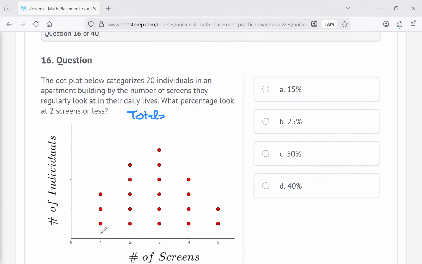On screen 1, there's 1, 2, 3. On screen 2, there's 1, 2, 3, 4, 5. Screen 3, there's 1, 2, 3, 4, 5, 6. Screen 4, there's 1, 2, 3, 4. Screen 5, there's 2. Okay, put it all together.